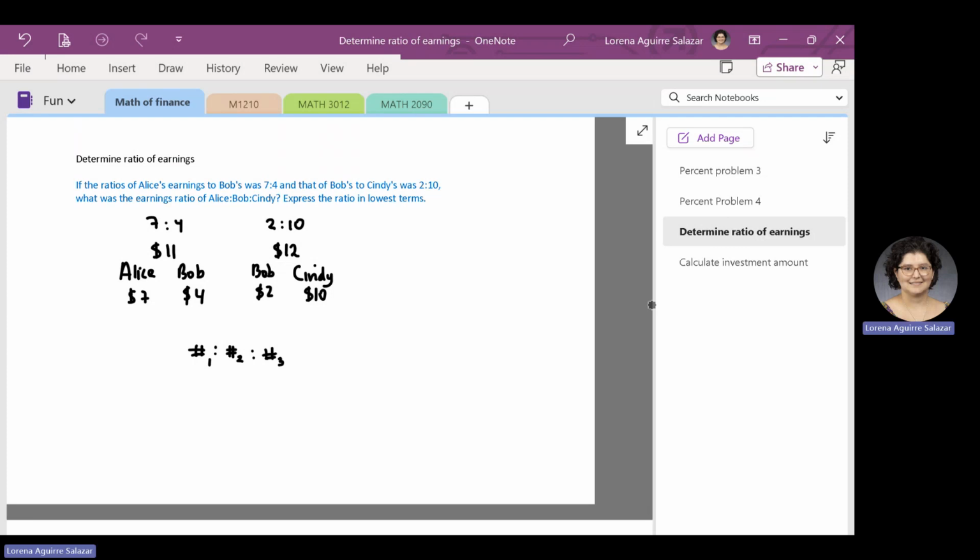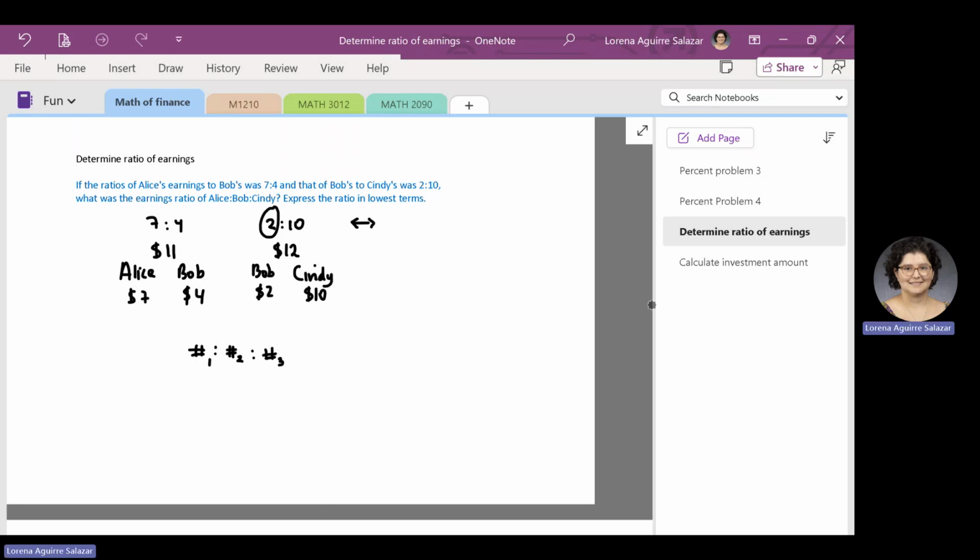If we want to build a bridge between the ratio 7:4 and the ratio 2:10, we need to see something in common between those ratios. If we had a 4 here instead of a 2, that would be great, because then if Bob earned $4 here, we would know what Cindy earns compared to Bob. Then 7:4 can get connected with 4 to whatever it is, and then we would get 7 to whatever it is here. And there is a way to turn that 2 into a 4.